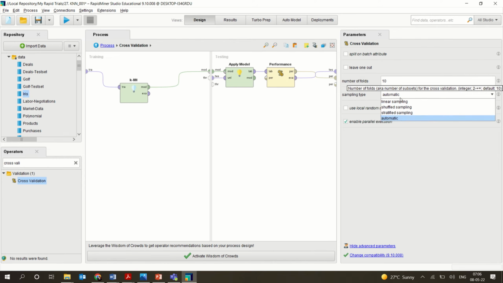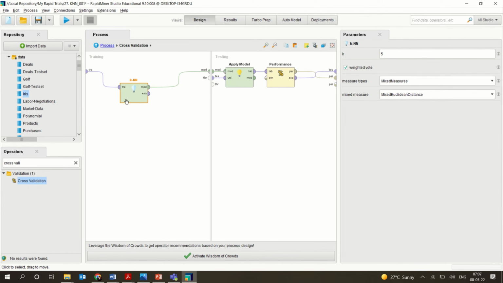There are different types of sampling, but as we have not learned all of them, we are simply going for the automatic one. We have touched upon this in data pre-processing, where we learn about a top-down approach and a bottom-up approach of sampling, but we are not going into detail. So we are taking the number of folds as 10 and the sampling type as automatic, and leaving all the other things as such.